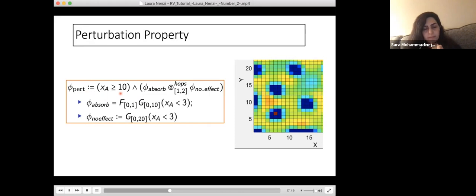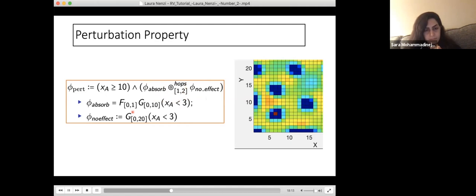And then for sure it is the only one that can satisfy, but it should satisfy also the second part. The second part, we are using again the surround operator, and this means phi absorb surrounded by phi no effect at the distance between 1 and 2. What does it mean?